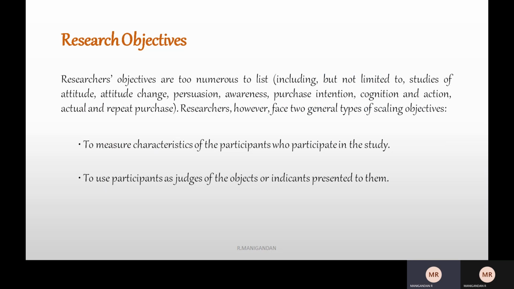There are two general types of scaling objectives. The first is to measure the characteristics of the participants who take part in the study. The second is to use the participant as a judge of the objects or indicants presented to them. In the first, whatever data you collect can be measured in a measurable manner. In the second, the participant acts as a judge of the objects and indicants presented to them. So these are the objectives.